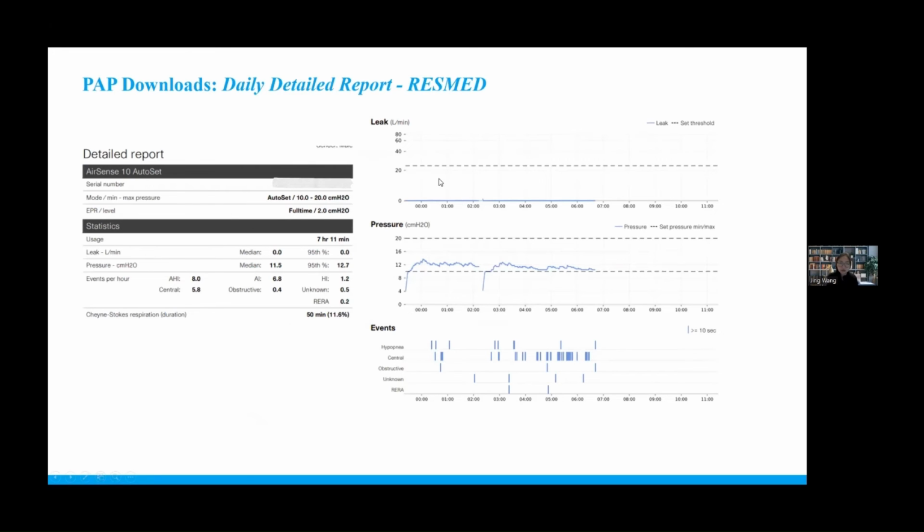And this is what the detailed report on ResMed looks like. They give you a different type of graph. You can also look in more detail at things like leak, which becomes important when we're dealing with not only high AHI, but also issues of adherence.